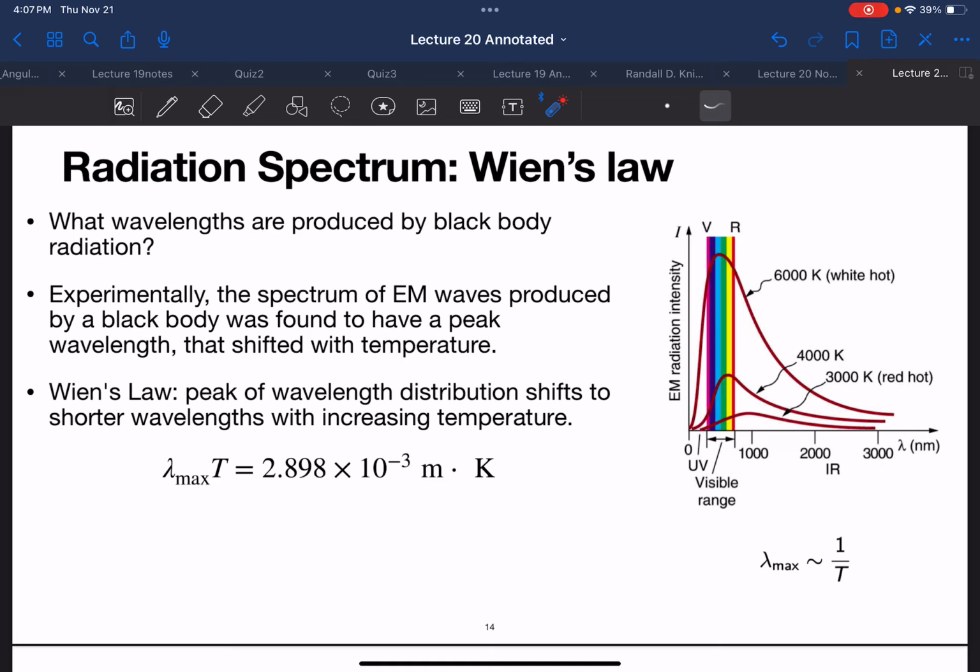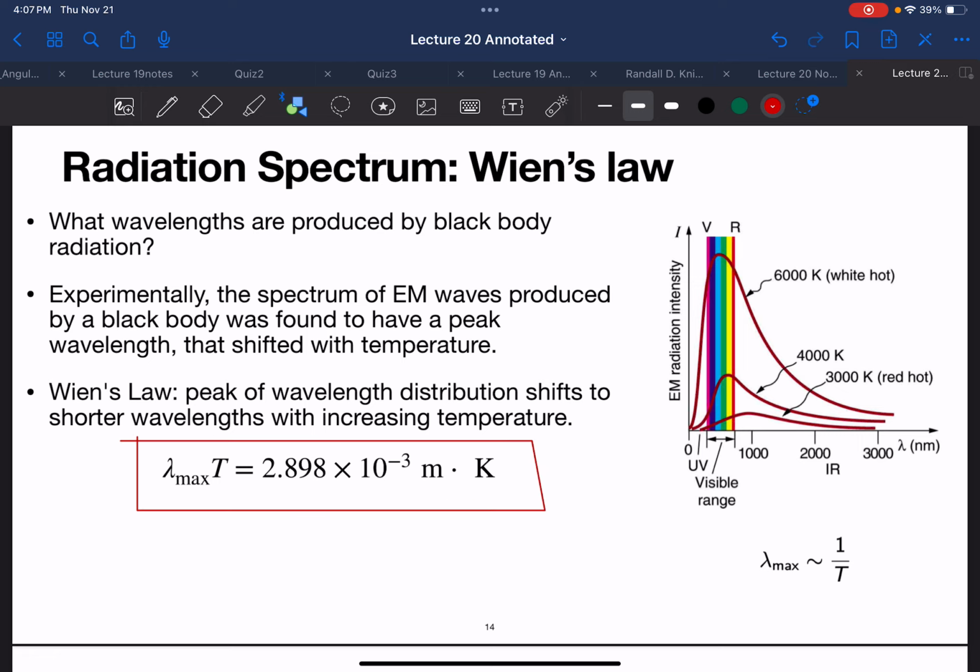depends on the temperature. So that is summarized here by Wien's law, however this person's name is pronounced. And the idea is the value of the wavelength where the max will occur is inversely proportional to temperature. So if you rewrite Wien's law, it'll read lambda max is equal to 2.898 times 10 to the minus 3 meter Kelvin divided by temperature in Kelvin.